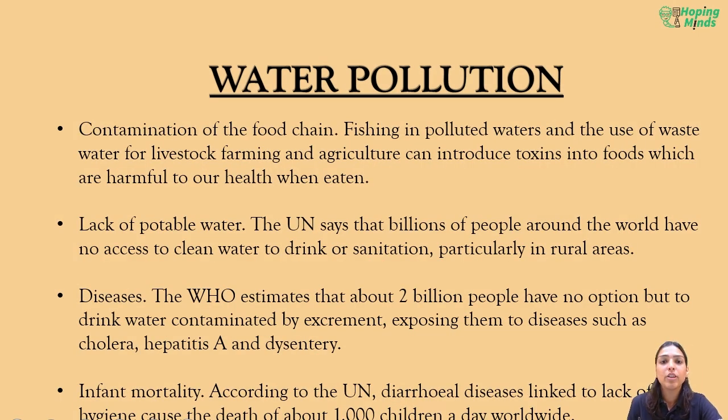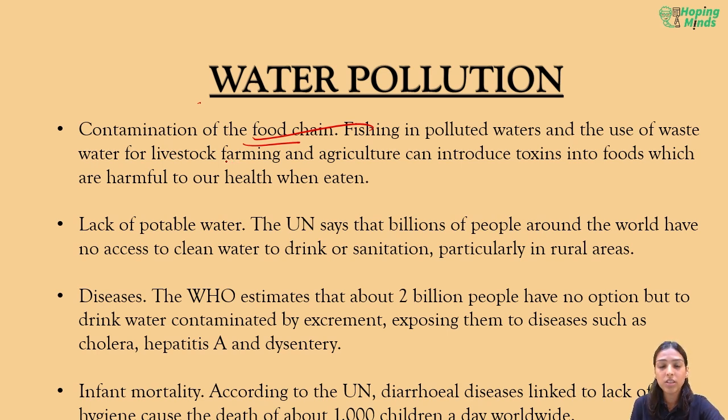Water pollution, contamination of the food chain. Again, food chain, like we studied, is one of the functional units of the ecosystem, and if one part of the food chain is disrupted, it leads to contamination of the entire food chain. Fishing in polluted waters and the use of water for livestock farming and agriculture introduces toxins into the foods, which are then harmful for our health when we eat it.